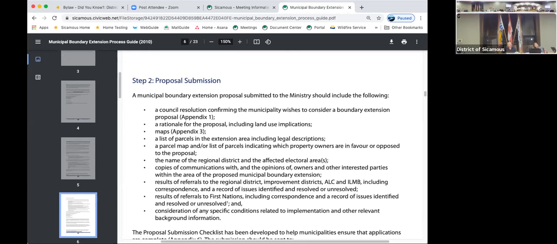It's all explained. I was trying to bring it up on the screen. I apologize. It's all explained in that guide that you have there, and it's very, very specific, because there's lots of emotion.